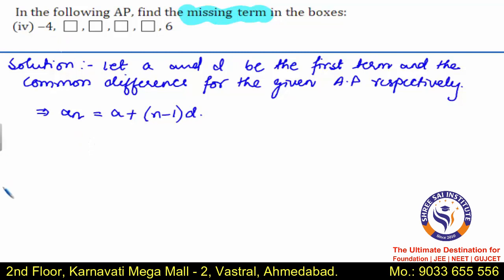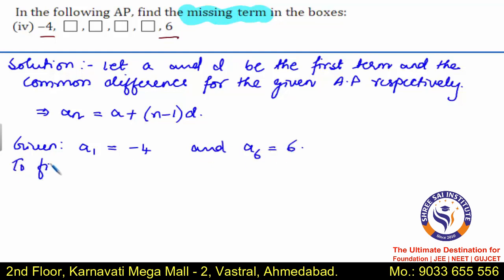Here we are given the first term and the sixth term. The first term is given to us, which is minus 4, and the sixth term, which is equal to 6. And we have to find the second term, third term, fourth term, and the fifth term. The first term, which is A1, or A, is minus 4.